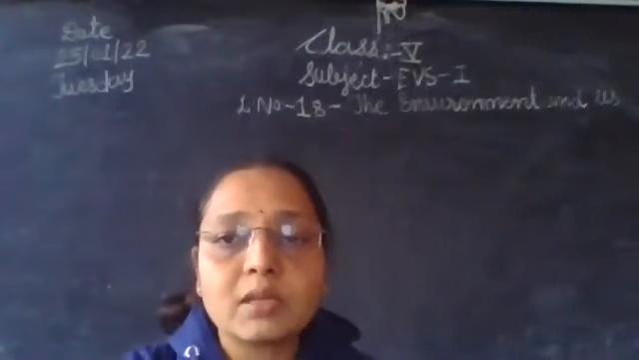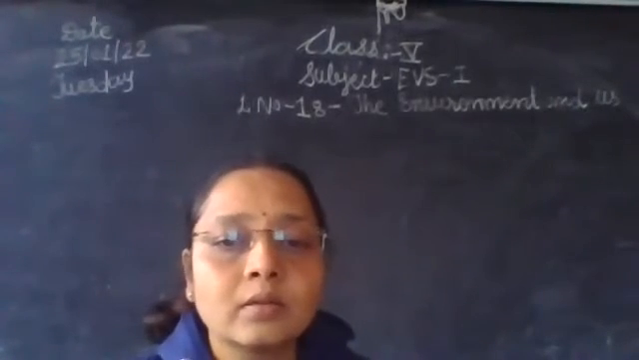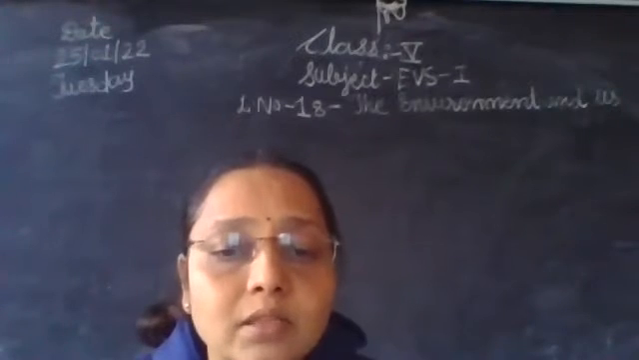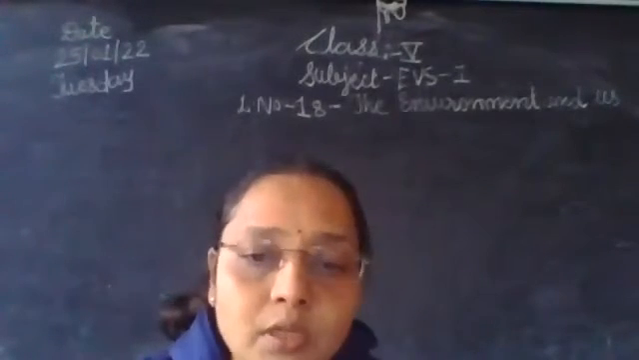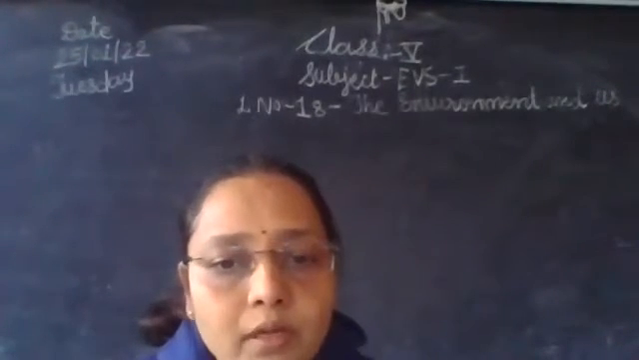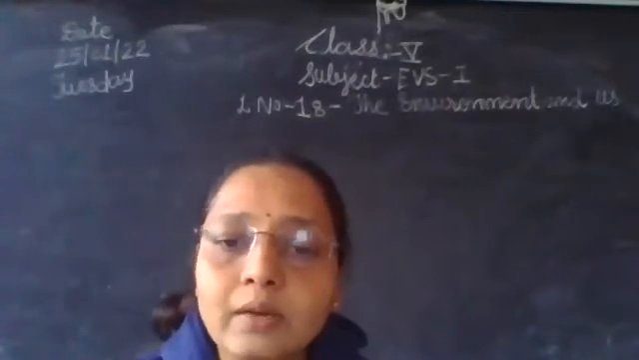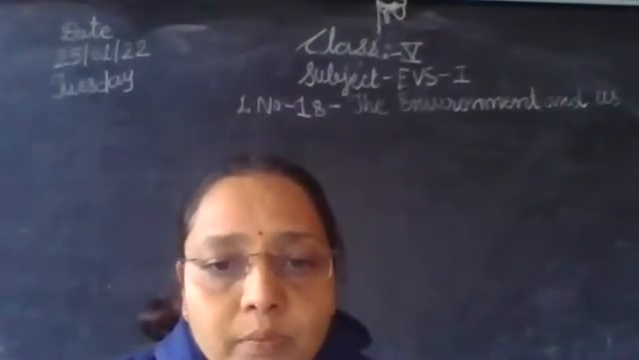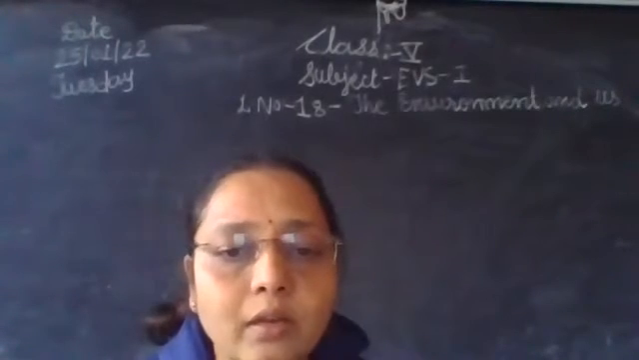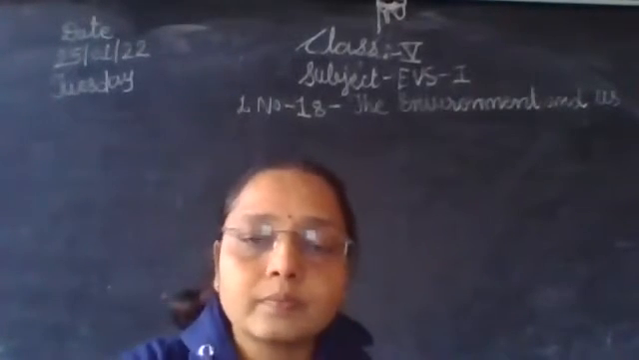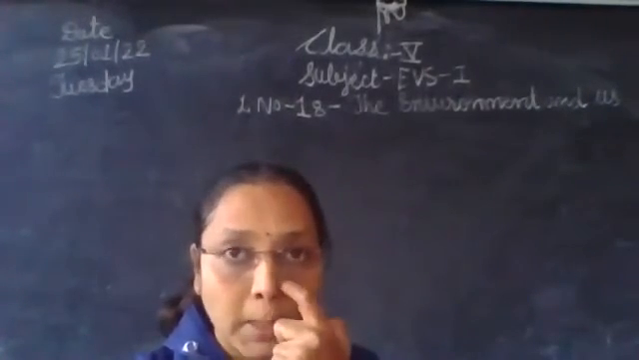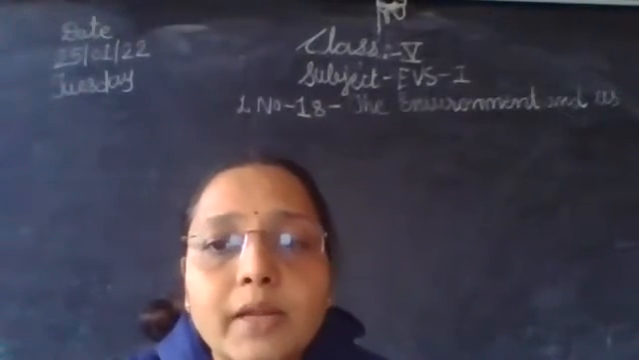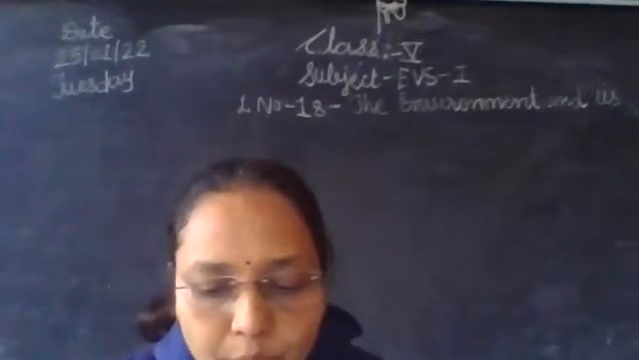You know how the environment is made? Both components are found in the environment, that is the abiotic component and the biotic component. The biotic components are plants and animals, meaning living things, and the abiotic components are soil, air, water, various fossil fuels and sunlight.